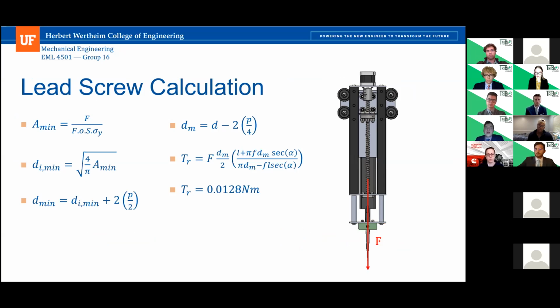Because there's a load acting on the lead screw from the electric pipette and sensors, a lead screw calculation needed to be performed. To ensure the lead screws could be rotated up and down, the motor torque required to rotate was calculated and found to be 0.0128 Newton meters. The motor that we chose was a NEMA 17 stepper motor, which can achieve a torque of 0.5 Newton meters, which is far above the requirement.